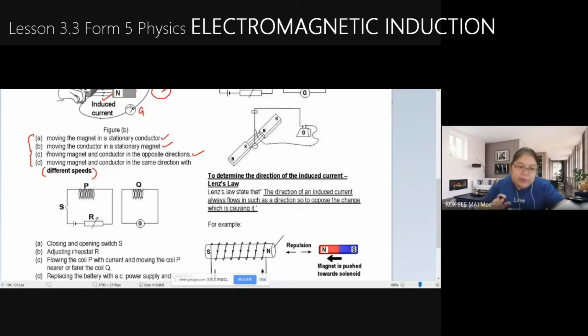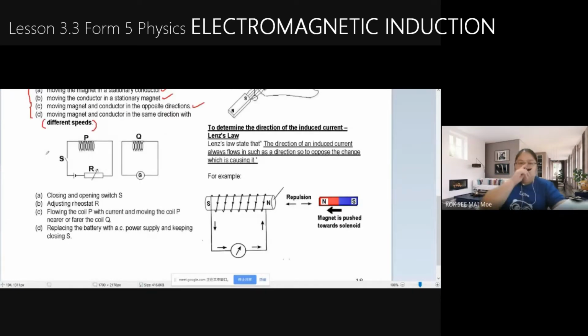Okay, then we go to the following. Let's see this diagram. We got P and we got Q. The first one, P, has a battery. Q doesn't have any battery. So importantly here, I'm going to show how Q can get the induced current, and then the galvanometer will deflect.